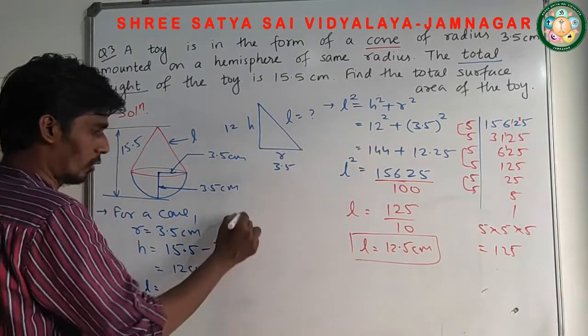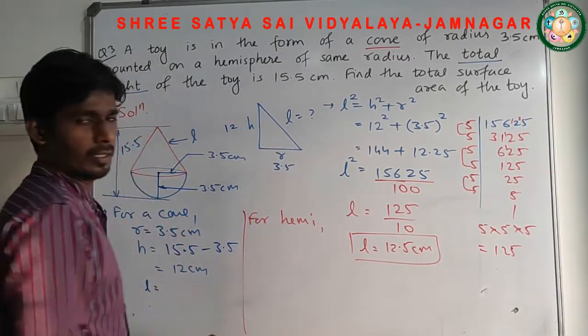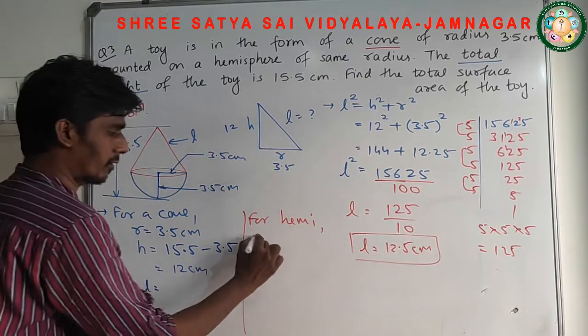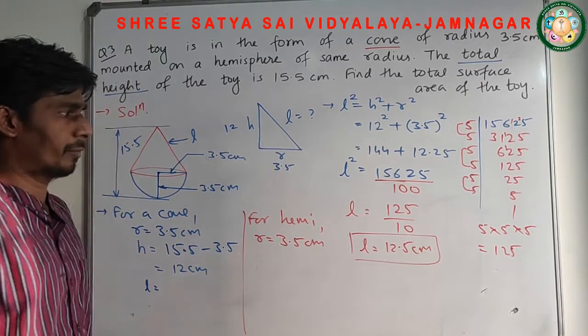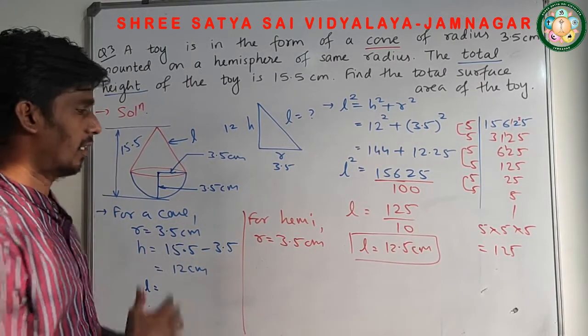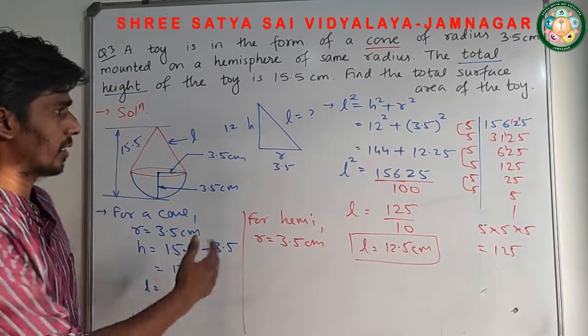Now this is for the cone. Now for hemisphere. Hemisphere has only one thing, that is what? Radius is 3.5 centimeter. After doing up to this, now we have to apply the formula to find curved surface area. So just note down this.